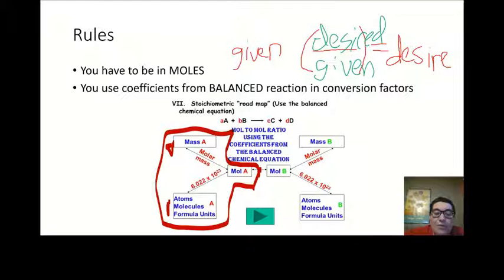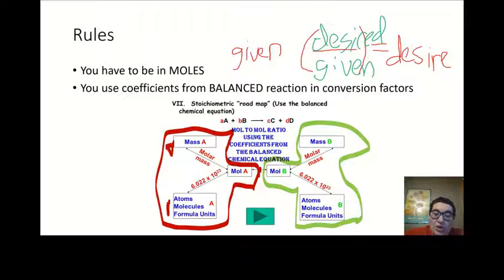The only way to get from the island of molecule A to the island of molecule B is to use the mole to mole ratio that's set up by the balanced chemical equation. If we're going to go from moles of A to moles of B, we're going to use the coefficient in front of the A and the coefficient in front of the B. Those two numbers, the little a and the little b, are what allow us to convert from molecule A to molecule B. Still using the same format: what we're given times what we're desiring divided by what we're given.